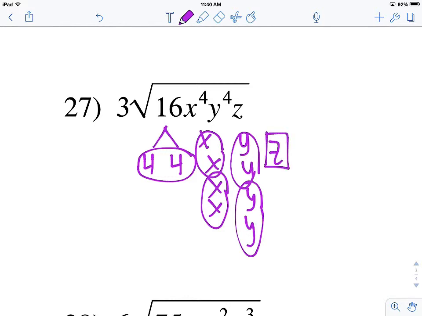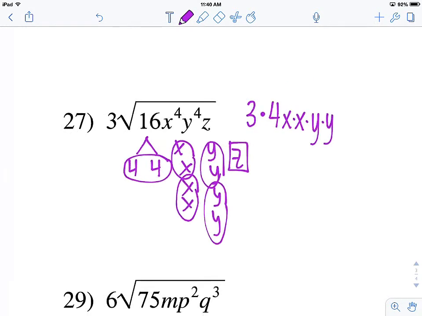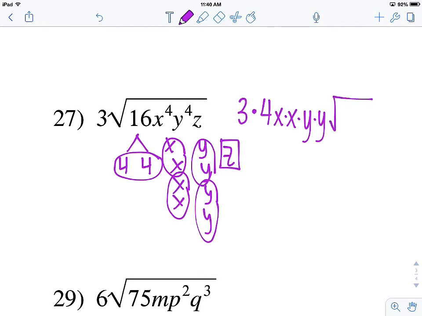So on the outside, I have a 3 times my pair of 4's. I have an x for my first pair, an x for my second pair, a y for my first pair of y's, a y for my second pair of y's, and underneath all we have left is z. So my final answer here is 12x squared y squared square root z.